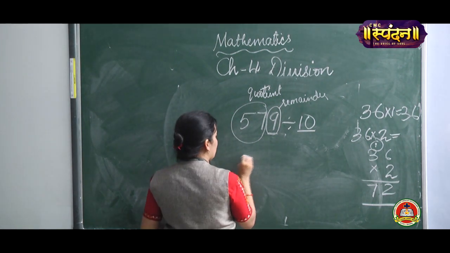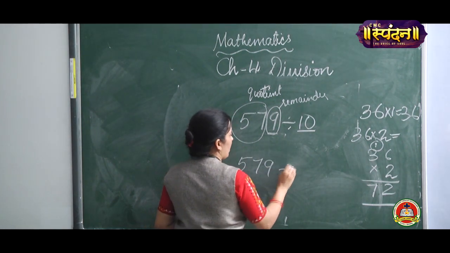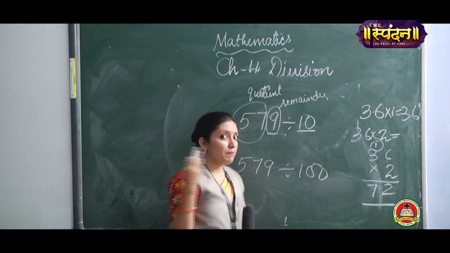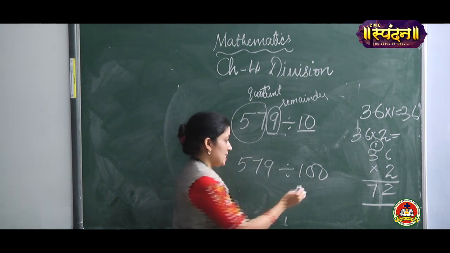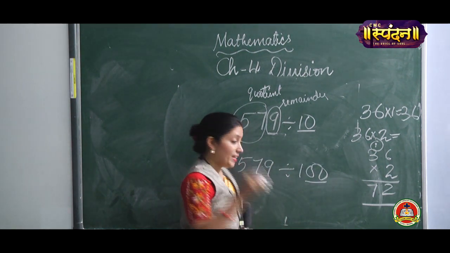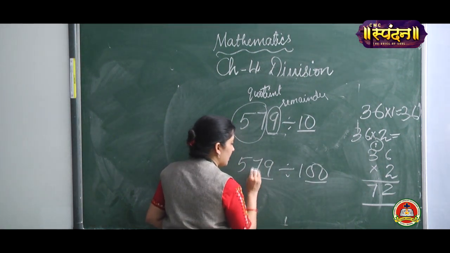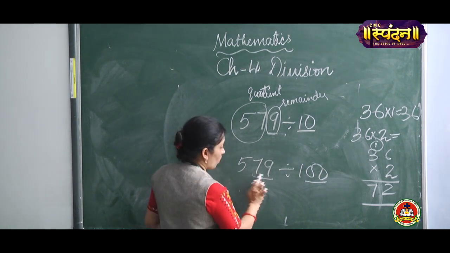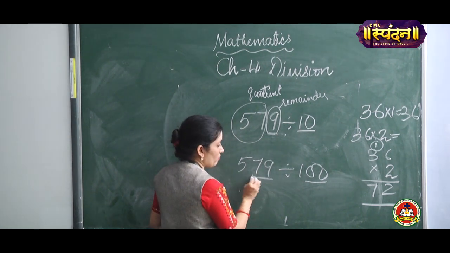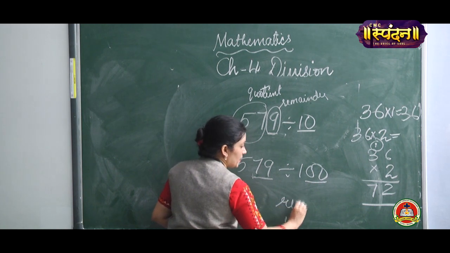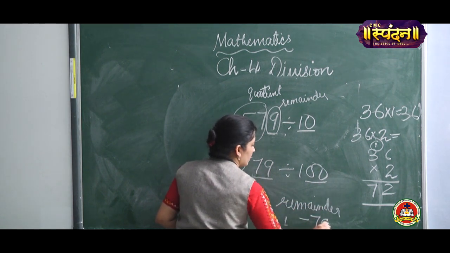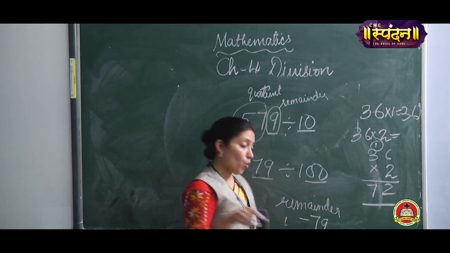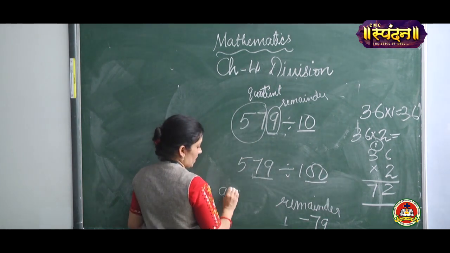Similarly, if I am dividing by 100, what will be my answer? Anybody? Yes, if I am dividing by 100, then the ones and tens places will be your remainder. It means the remainder is 79. And what is your quotient? The quotient is 5.